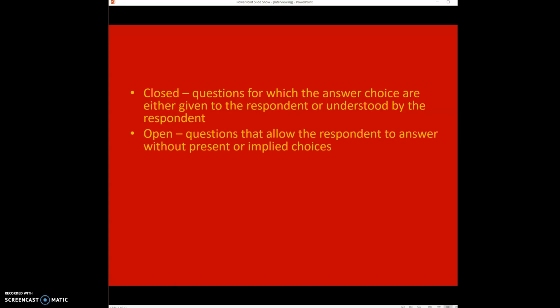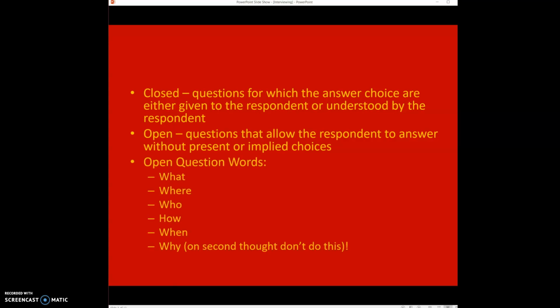Open-ended questions are the kinds of questions that allow the respondent to answer without any present or implied choices. So here's the kinds of things that start an open-ended question. Words like what, where, who, how, when. And some people use the word why.